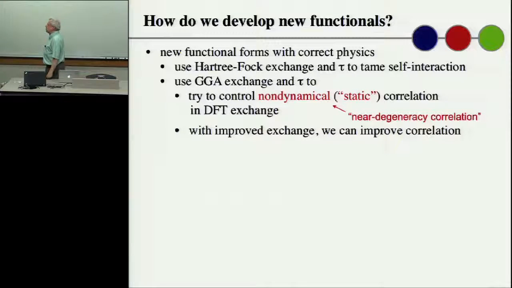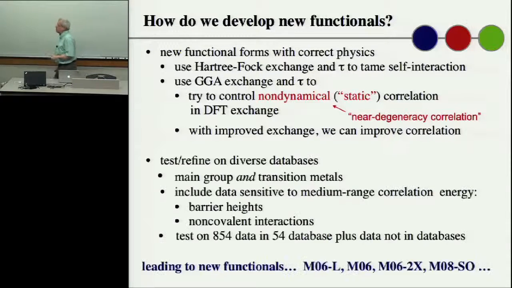So one of the things we tried to do is we tried to correct the problems with static correlation. And we found that this tau is very useful for that, this kinetic energy density. Once we've improved the exchange, we can improve the correlation. Exchange is a much bigger number than correlation. So if you have errors in exchange, as most density functionals have had, large errors in exchange, you can't really see the errors in the correlation. They're hidden. You have to unmask them.